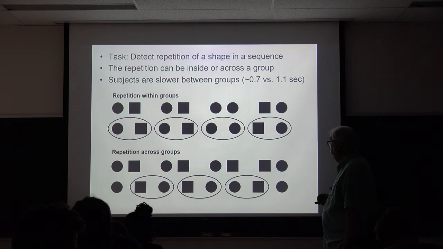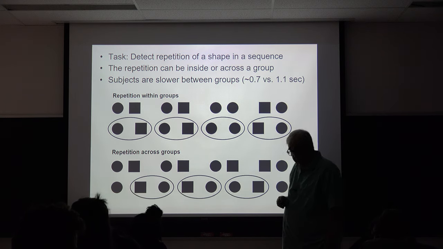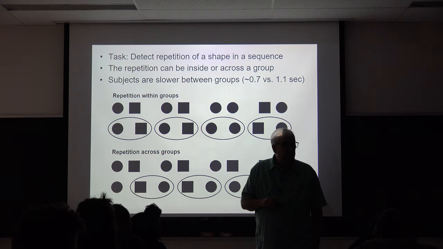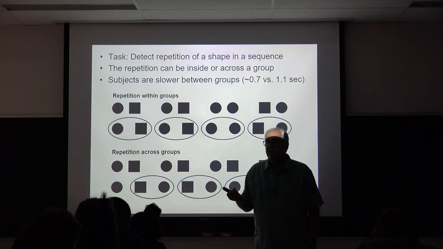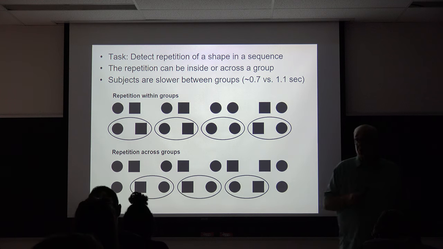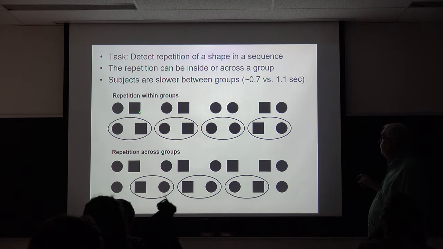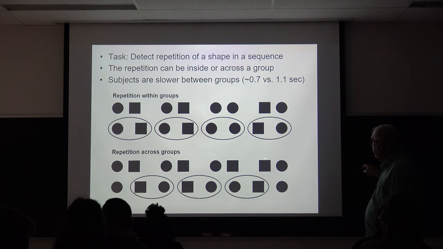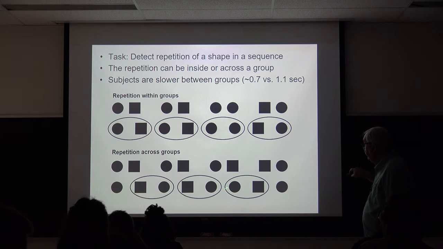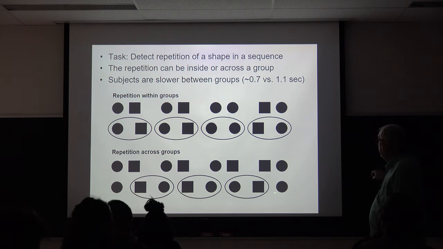Now, one of the ways that we're studying this is by a guy at UC Berkeley named Steve Palmer, who invented a really nice psychophysical technique for looking at grouping. And so what he does, it's a simple experiment. The task is to detect repetition of a shape in a sequence. So if you look here, you have a circle, square, circle, square, circle, circle, square, circle. So there's a repetition right here. As opposed to in this one, you have circle, square, circle, square, circle, square, square, circle. There's a repetition there. This one has no repetitions. Oh, yeah, it does right there.